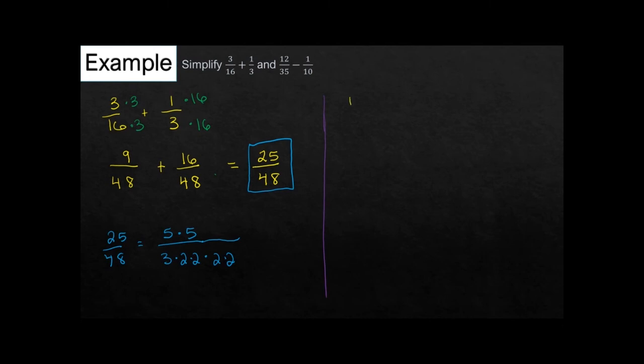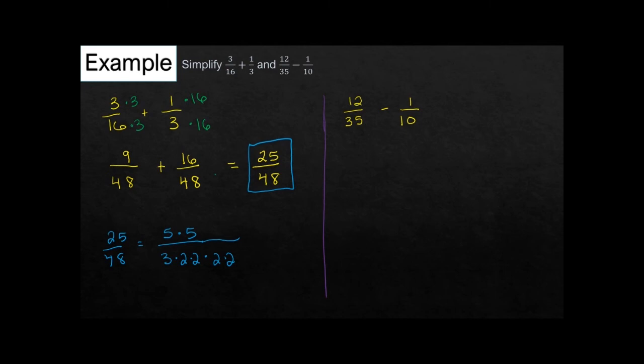Now on the right here, I'm going to do a subtraction problem. We have 12 over 35 minus 1 over 10. Trying to find something in common between 35 and 10 might be harder to do. The smallest thing they have in common is 70. So I could multiply 35 by 2. That gets me 70. And 10 by 7 to get to 70.